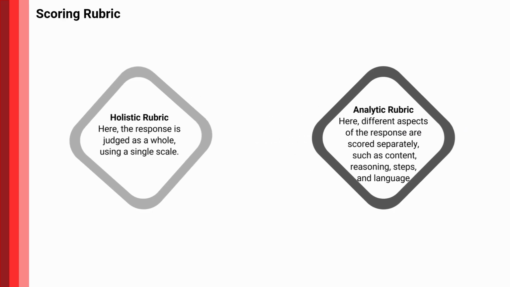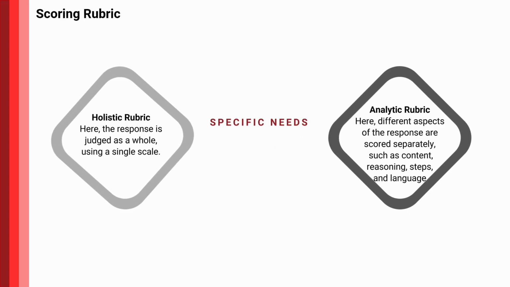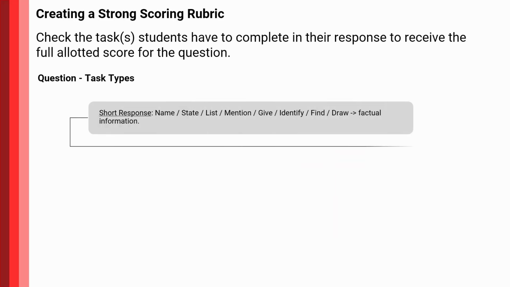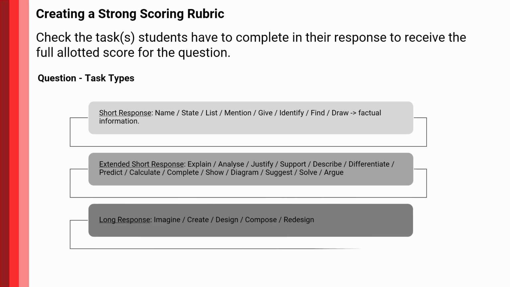You can choose between holistic and analytic rubric based on your specific needs and the level of scoring clarity you want to provide to your evaluators. Now, let us learn how to design effective rubrics for different CRQ types. The key starting point is identifying action verbs used in your question. Different task types require different assessment approaches, and your rubric should align with these specific requirements.